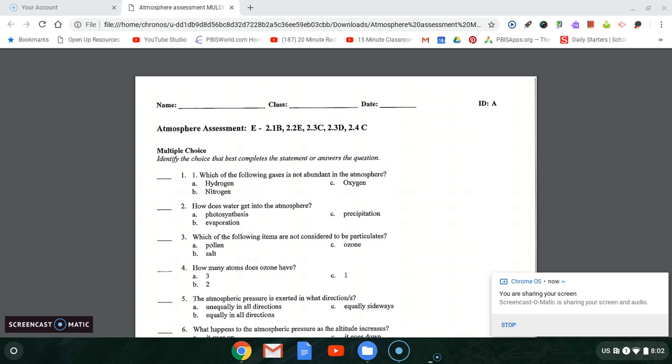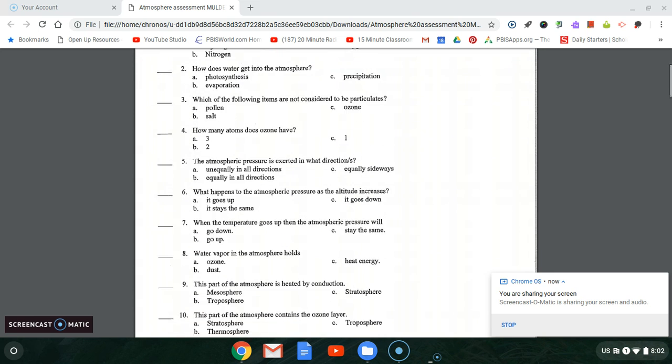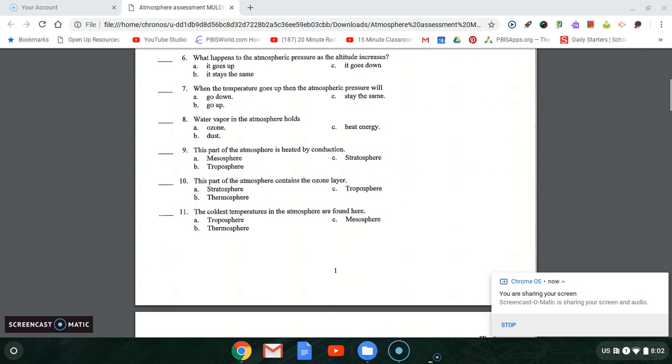Number 5. The atmospheric pressure is exerted in what direction or directions? A, unequally in all directions, B, equally in all directions, or C, equally sideways? Number 6. What happens to the atmospheric pressure as the altitude increases? A, it goes up, B, it stays the same, or C, it goes down?